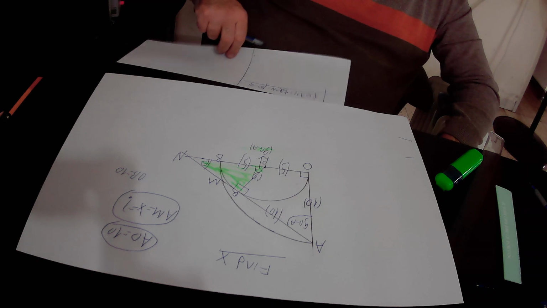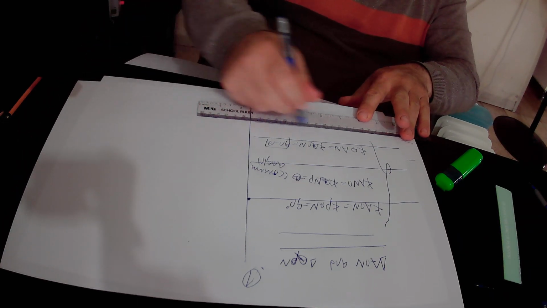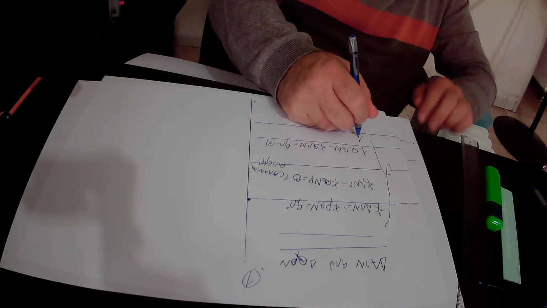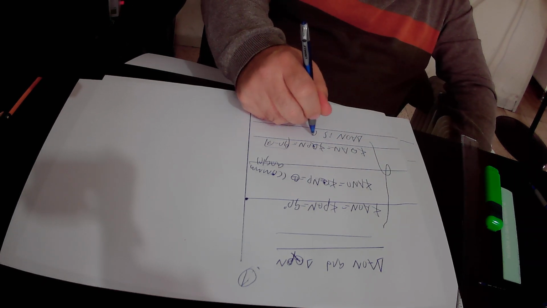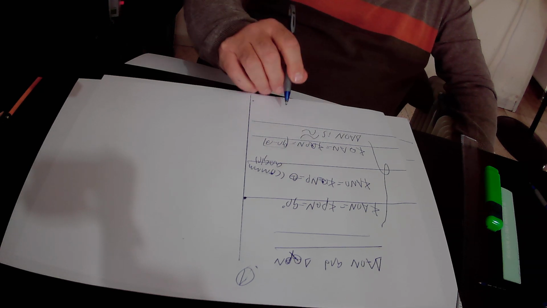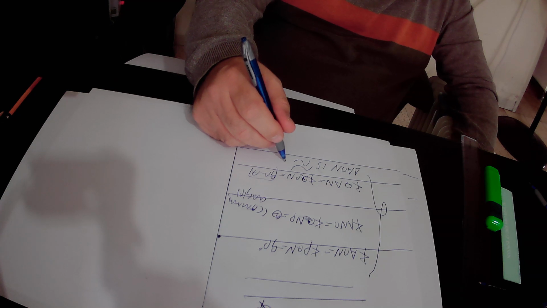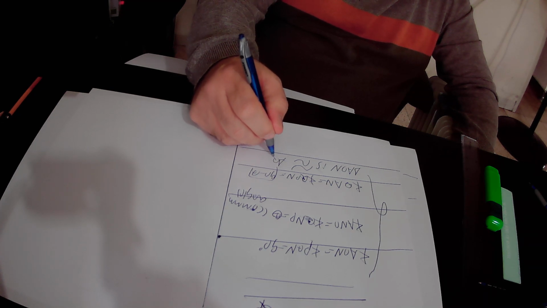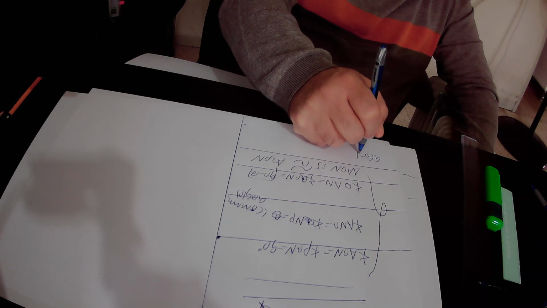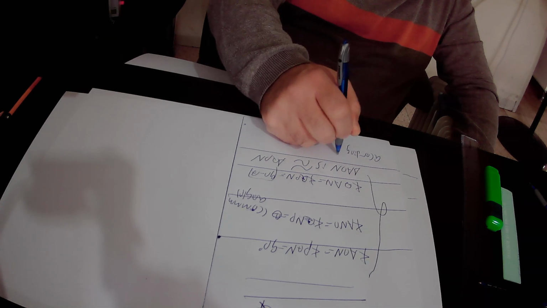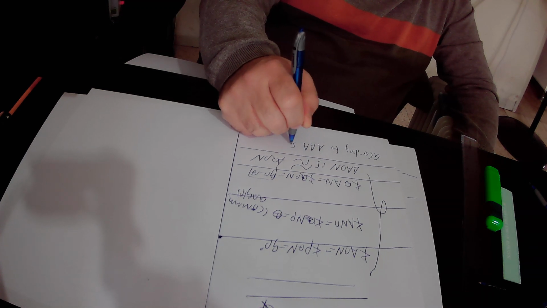So I write it down. The big triangle AON is similar, this is the sign of similar, to the small green triangle QPN according to angle similarity rule.